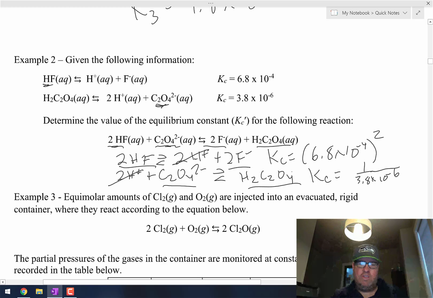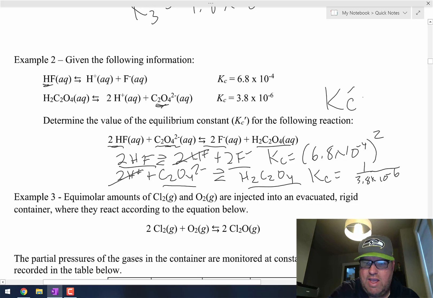Okay, and now, to combine those two equations, what do we do? We multiply them. So I'm going to take 6.8 times 10 to the minus 4th, squared, and I don't really care what the answers are in the middle, times, in parentheses, 1 divided by 3.8 times 10 to the minus 6th. And I get an answer of, you don't need it in scientific notation, check and see if your answer is the same.